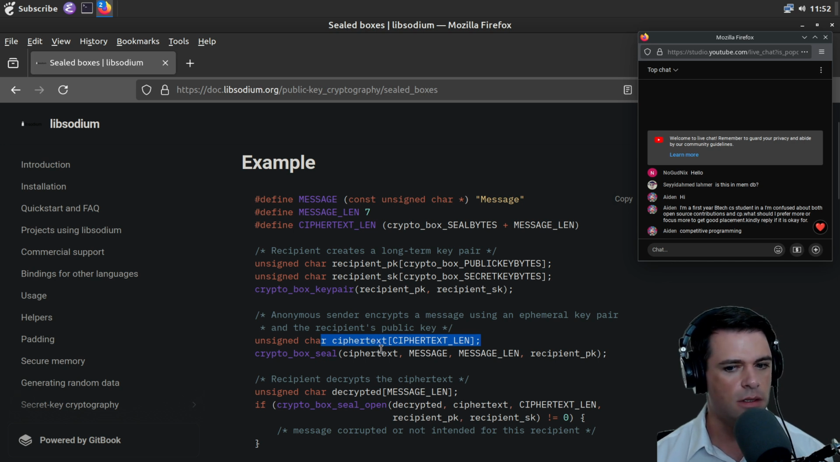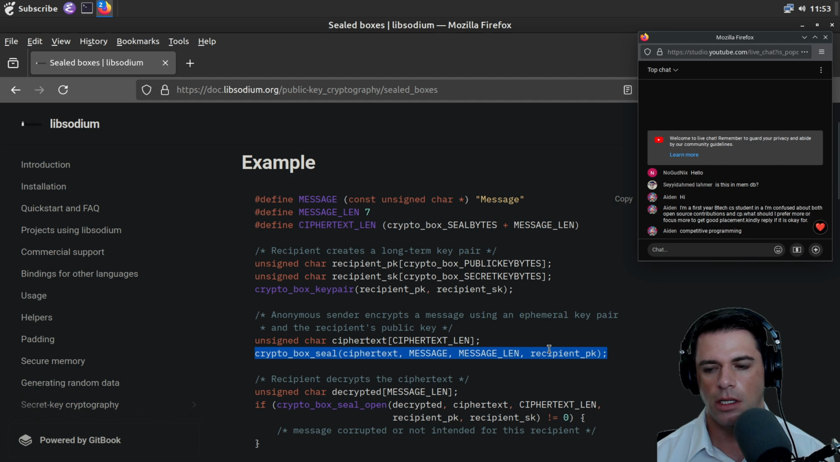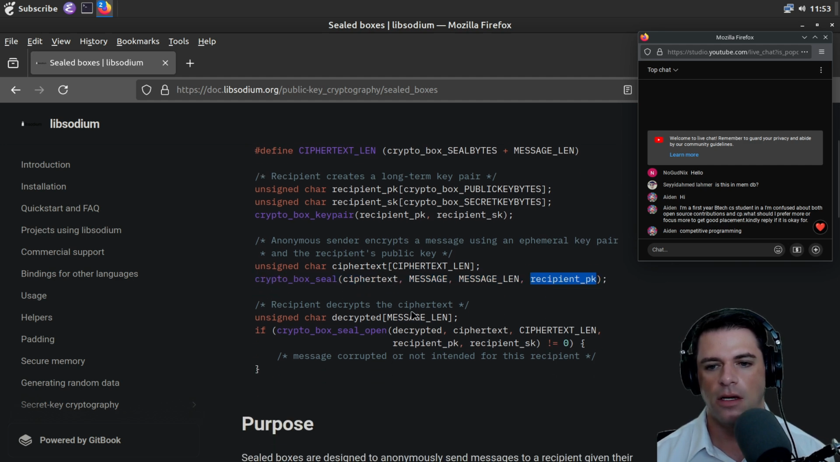So we create a thing for ciphertext, which is empty. Oh, I guess we're populating this. And then I guess that's an out parameter in the first argument, maybe. And then we pass in the message length and the recipient's public key. And then when you are the recipient, we're going to create a new message of message length. And we're going to call open. And I guess it'll be filled into decrypted. We're going to pass in the ciphertext, the ciphertext length, and the recipient's public key, and the recipient's secret key.